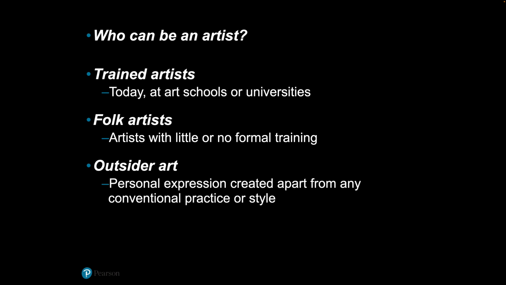So another big question: who can be an artist? Trained artists are, today, at art schools or universities. Folk artists are artists with little or no formal training. And then there's something also known as outsider art, which you'll read about a little bit in your book. And that's a personal expression created apart from any conventional practice or style. So the urge to create is this universal thing that doesn't necessarily have to do anything with formal training.